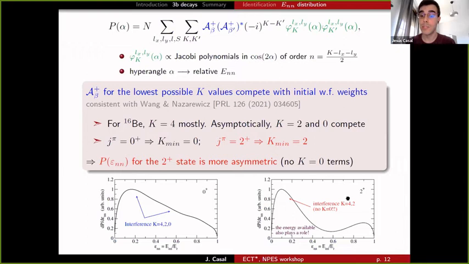And this is because for the 2 plus state, the k equals 0 term doesn't appear in this function. Just because of angular momentum conservation, the minimum possible hypermomentum for the 2 plus state is 2. So the symmetric contribution in the distribution doesn't show up, and we have the interference between k equals 4 and k equals 2, and so we have a much more asymmetric peak here.